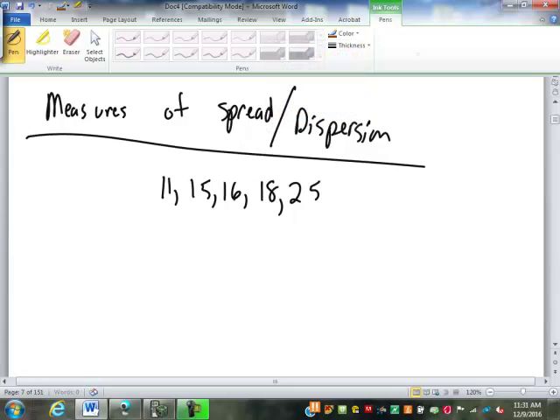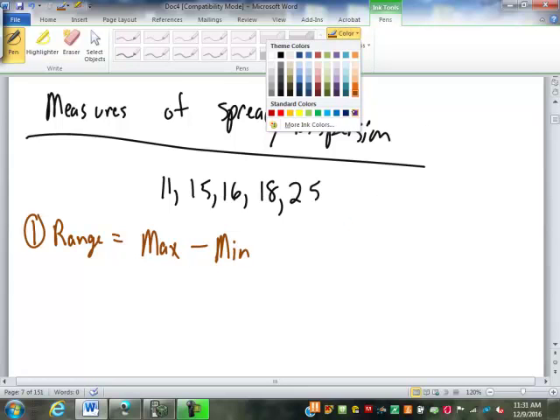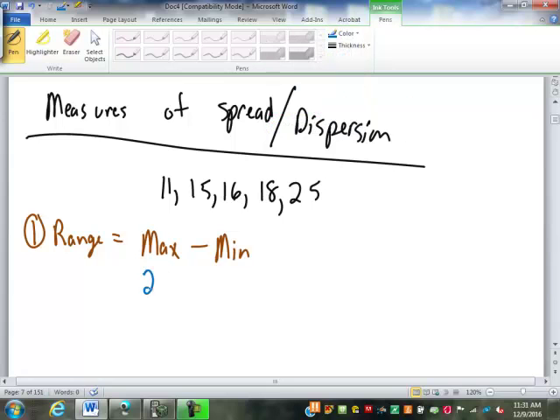My first measure of spread or dispersion is something called the range. And the range is just the largest, or what we call the maximum, minus the smallest, or what we call the minimum. So the maximum here is the largest, 25, minus the minimum of 11.